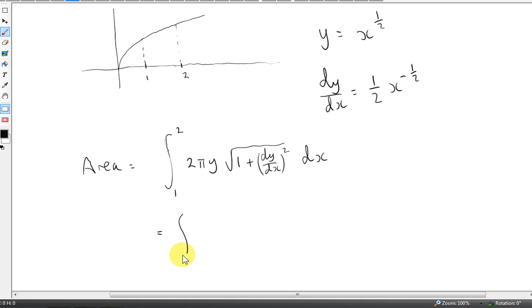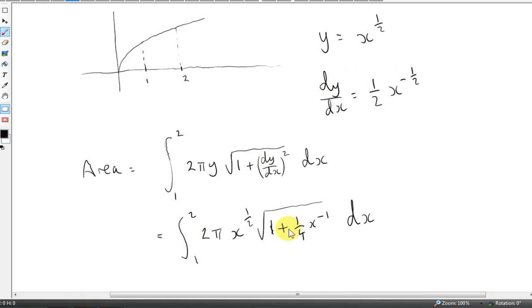Okay, so here's our integral. For y, we plug in x to the power of a half. So we have to square this quantity here. Well, that's going to give us a quarter x to the power of, we multiply 2 by minus a half, which is minus 1. So x to the power minus a half squared is x to the power minus 1.